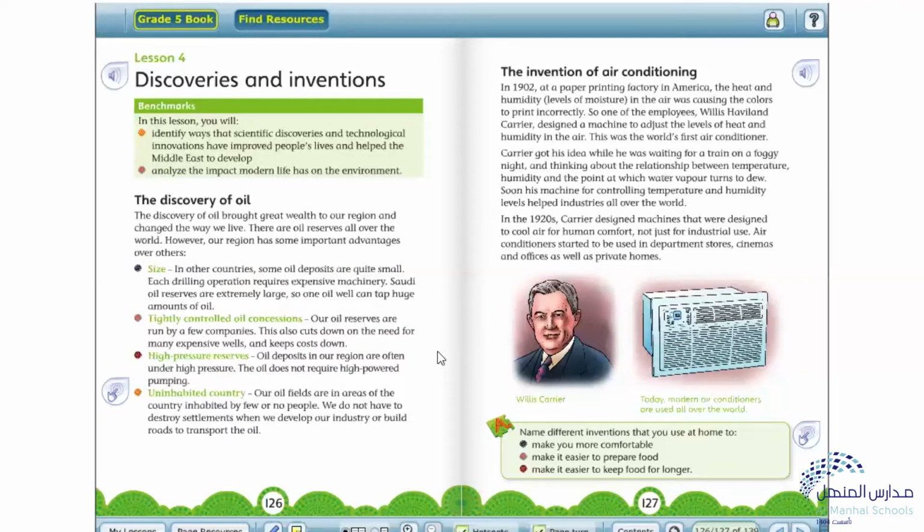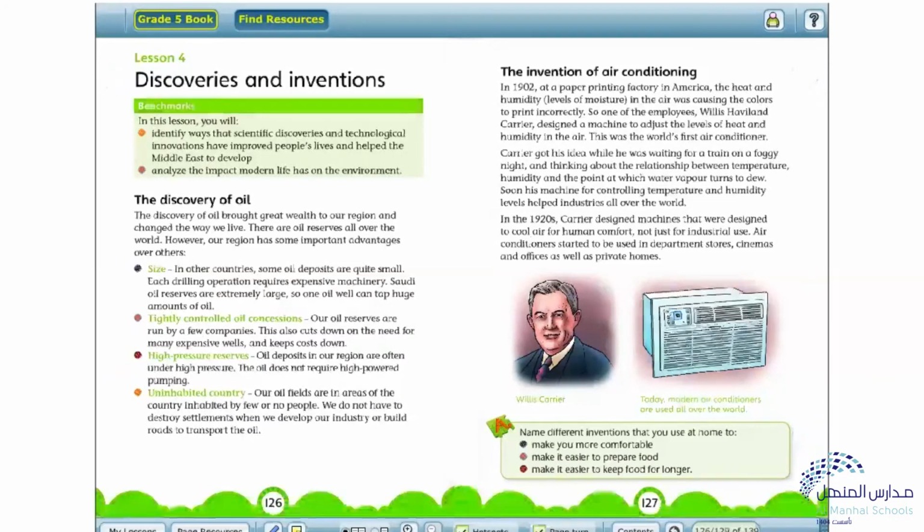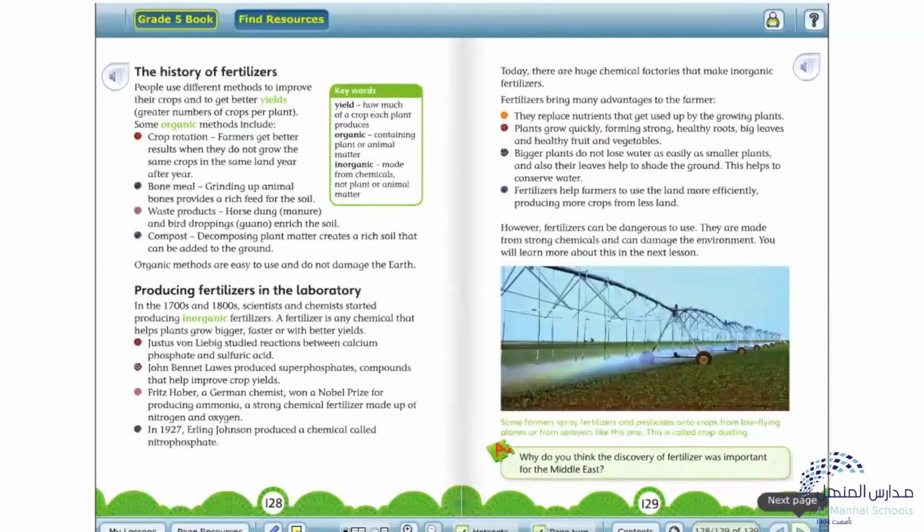Then if you go to our last page, 128, it speaks about the history of fertilizers, which is all about crops and agriculture, planting the plants. People use different fertilizers to improve their crops. How do they improve their crops? They want to have a fertile soil so that the crops can produce more.